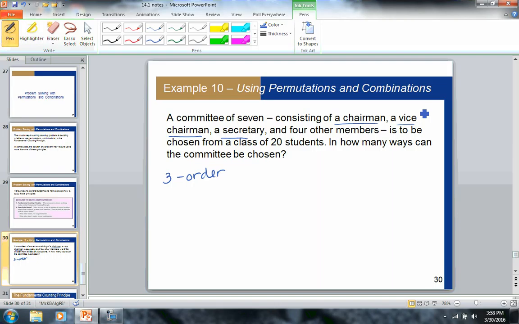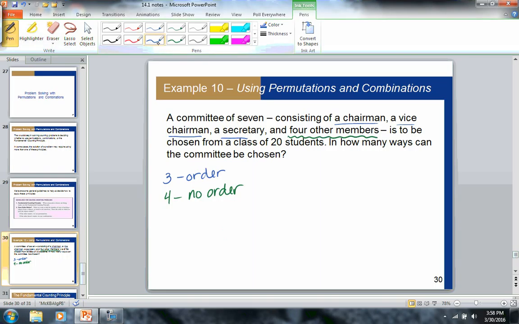So order matters for the chairman, the vice chairman, and the secretary, but those 4 other members, they're just kind of an afterthought. It says, and 4 other members. So that means there's 4 where order doesn't matter. So I'll just say no order here. So basically, this is a combination of permutations and combinations. We're going to use both of them.